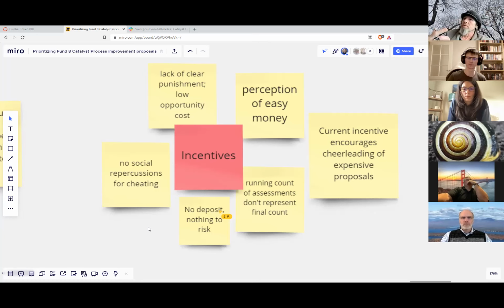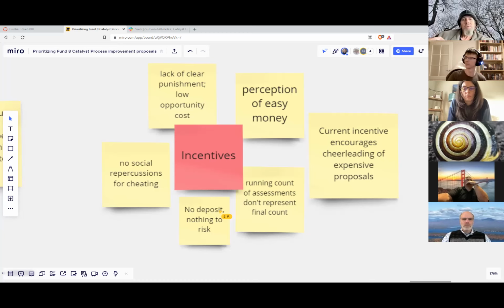So going round clockwise, current incentive encourages cheerleading of expensive proposals. Okay, it's to do with the bonus payment, I presume, for if your assessment ends up on a proposal that's being funded, you get an additional 20% on your CA rewards. That's my understanding.